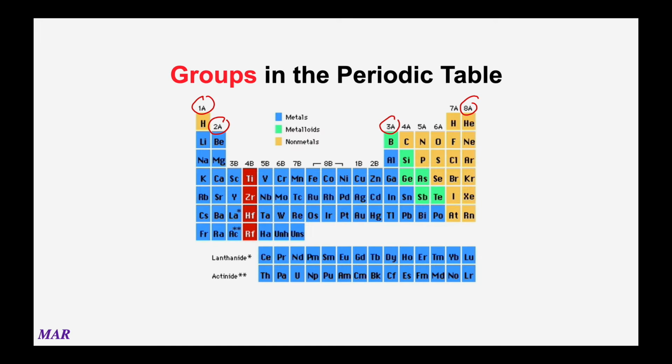All the A groups are called the main group metals and nonmetals. The elements in the groups in the middle all have B's by them. Those are called the transition metals, or the lanthanides and actinides. They have a different kind of reactivity than the A groups do, and that's what we'll see. So the A groups are main group elements, main group metals and main group nonmetals. The B groups are the transition metals.